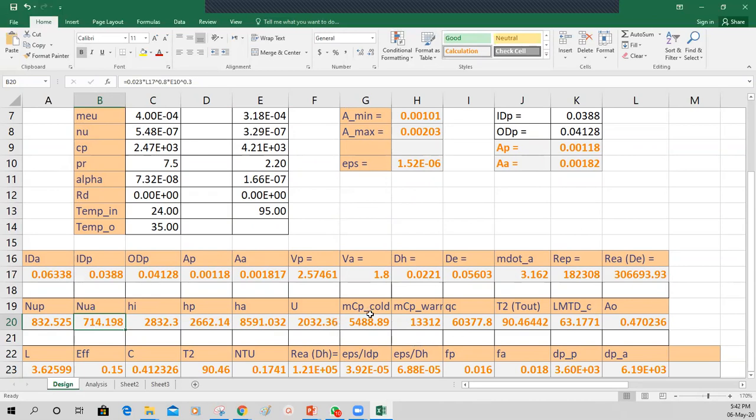Okay. So we need to calculate the mCp. The mCp for the cold fluid is our kerosene. The mCp for the warm fluid is our water. So we calculated them, and then we calculated the rate of heat transfer. For the rate of heat transfer, we have three ways of calculating it. Either you can calculate it for the cold fluid, or you can calculate it for the warm fluid, or you can calculate it with the help of heat exchanger parameters.